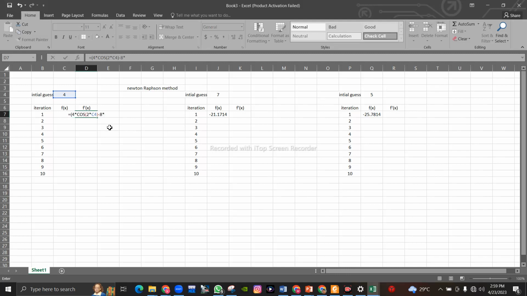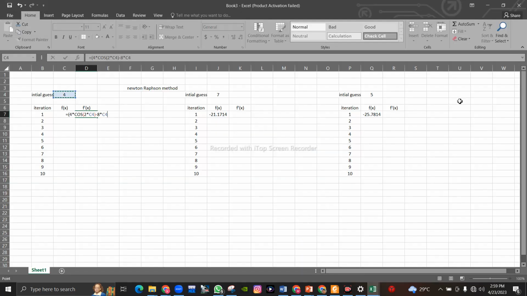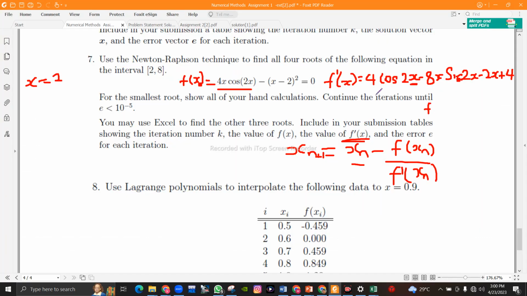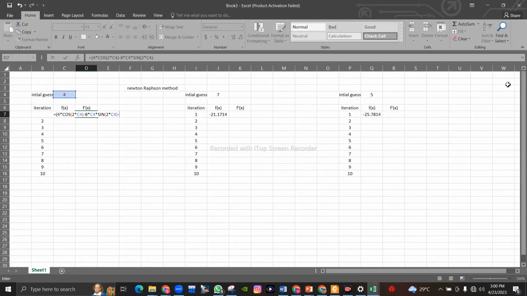X is still this, minus 8 times 2x again, times sine 2 times x again. This is x, close bracket. We are here already. Then minus 2x plus 4 minus 2 times x. This is x again. Then plus 4. Then close bracket. So we have that.